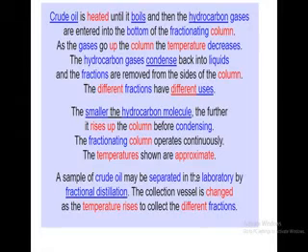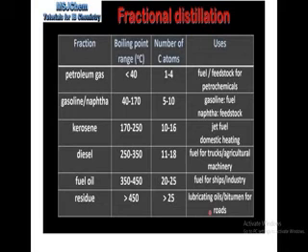So the first point you're going to write is the name of the process, fractional distillation. Then you are going to write it works on the difference in the boiling point of the different fractions. Third point, you are going to write that the smaller, the lighter fractions with the lower boiling point go to the top of the fractionating column, condensed and separated, and the heavy fractions with the higher boiling point are condensed at the bottom of the distillation column and separated.